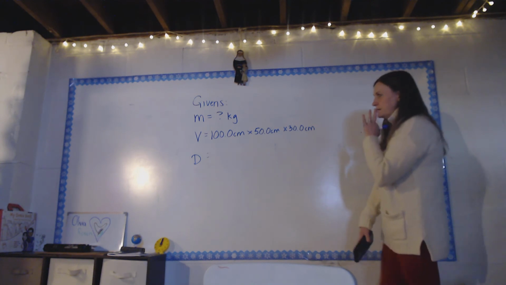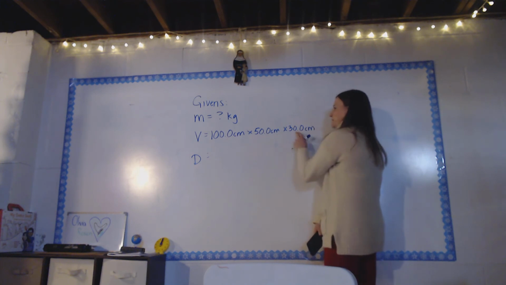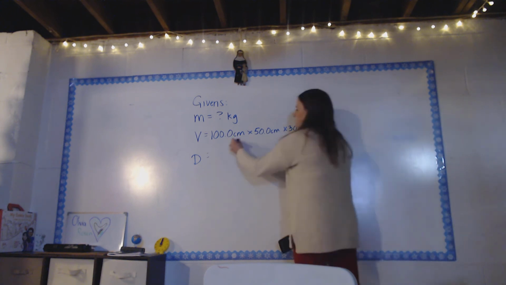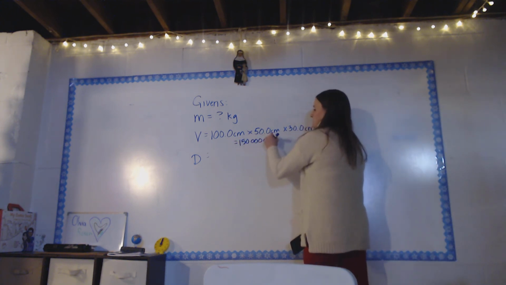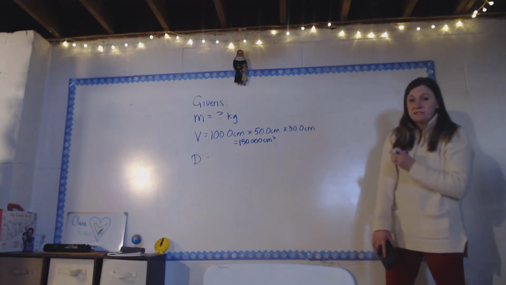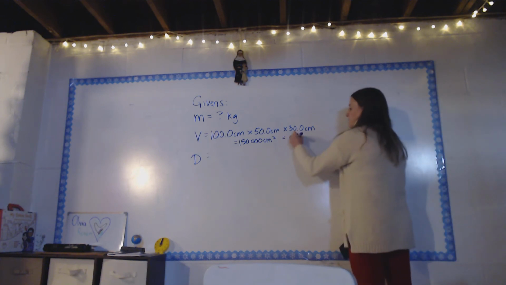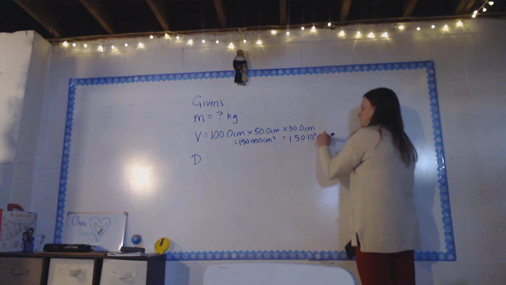Now, let's watch sig figs. We've got a number with 4 sig figs, a number with 3 sig figs, a number with 3 sig figs. So our answer is 150,000 centimeters cubed if we put it in our calculator. Let's write that with the proper number of significant figures, which is 3. So we can rewrite that as 1.50 times 10 to the 5th centimeters cubed.